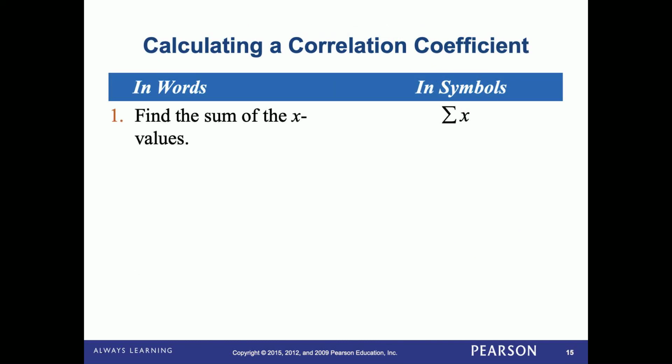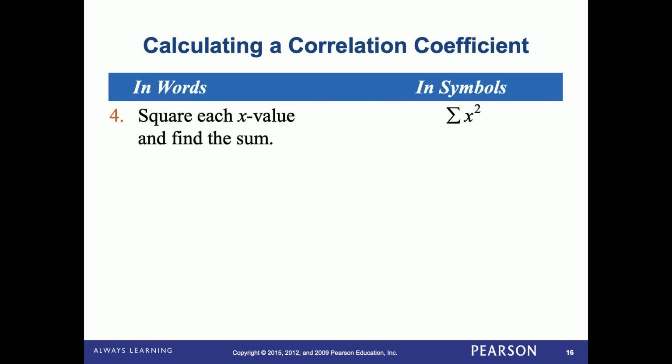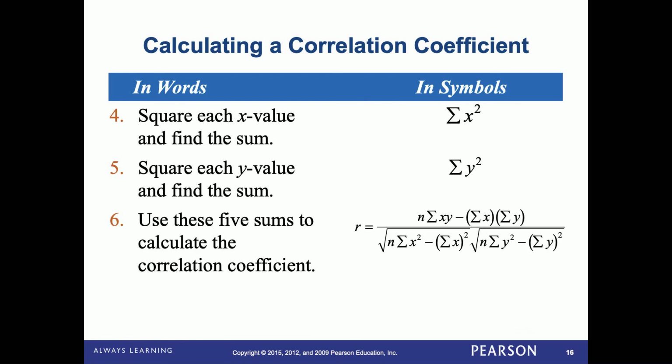So, going over that crazy formula, sigma x is the sum of all the x values. This is the sum of all y values. This is the sum of the product of x times y. This is the sum of the x values squared. This is the sum of the y values squared. And using all those amounts, where n is the number of ordered pairs, you would calculate the correlation coefficient using this formula.